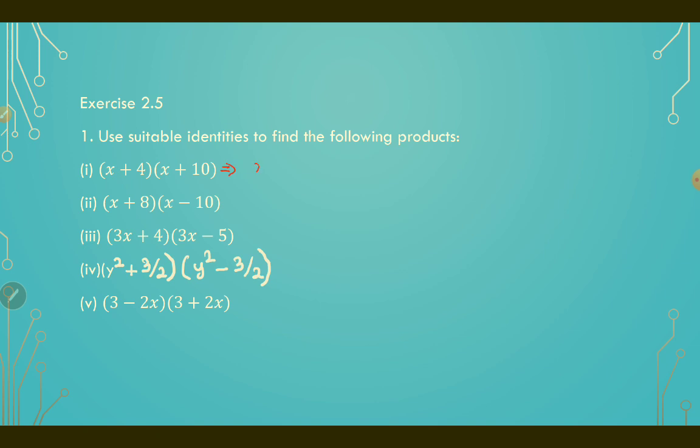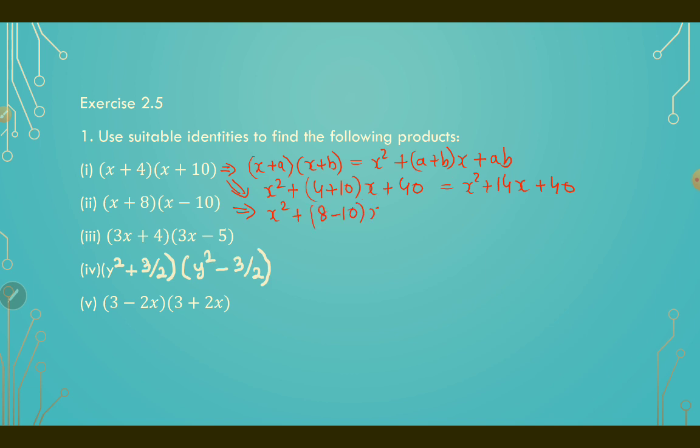This is nothing but the (x plus a)(x plus b) identity, which is x square plus (a plus b) the whole into x plus ab. So this can be written as x square plus (4 plus 10) into x plus 40, which is x square plus 14x plus 40. This is also the same identity, so x square plus (8 minus 10) the whole into x minus 80. That is x square minus 2x minus 80.